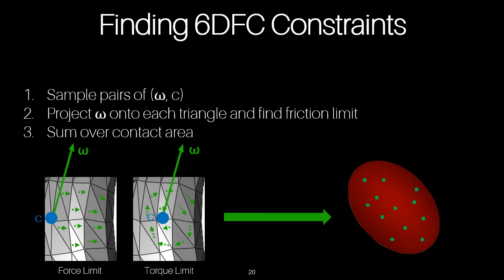These vectors circle about C in the plane perpendicular to omega, and thus the resulting frictional wrench caused by the instantaneous velocity typically has a large torque component and small force component. By summing these contributions to the frictional wrench at each triangle, we can determine the frictional wrench for each given omega, C pair, which then corresponds to a point on the 6D limit surface shown on the right.